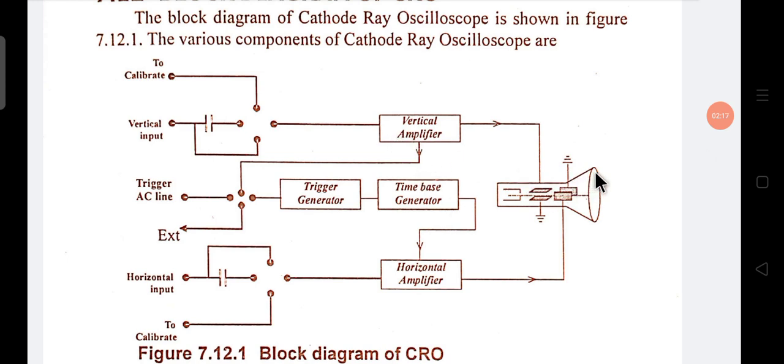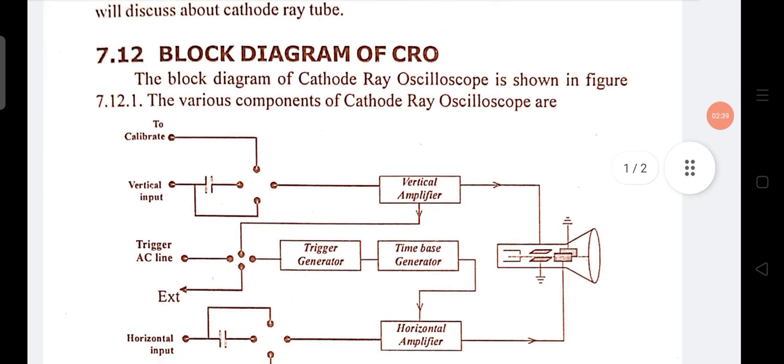This is the CRT, cathode ray tube, and this is a vertical amplifier, time base generator, horizontal amplifier, trigger generator, then trigger, AC line, external. So many things are there. Remember this block diagram. The block diagram of the cathode ray oscilloscope is shown in the figure.